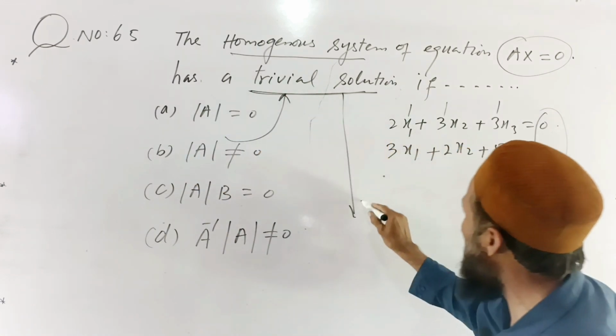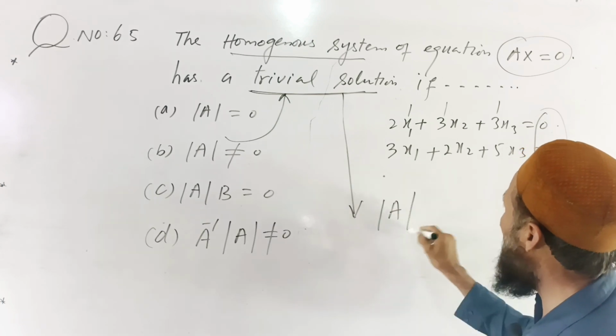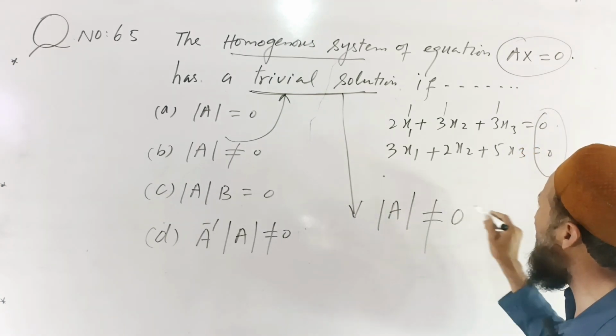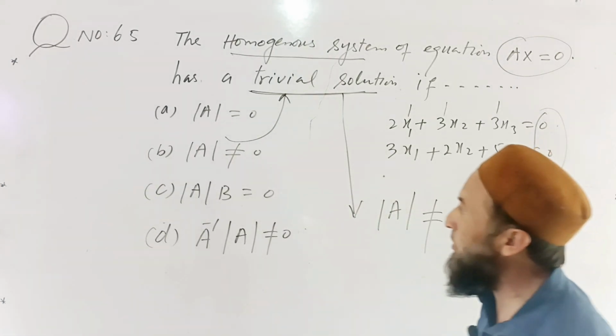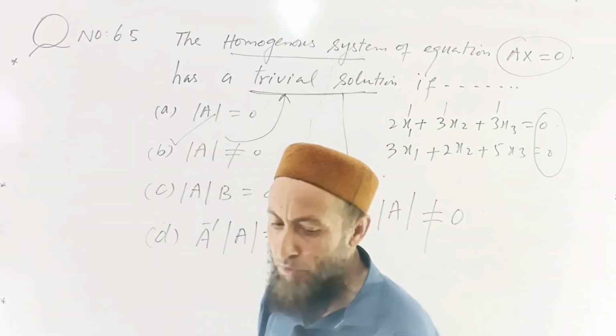So the trivial solution giving that the determinant, if we find the result is not equal to 0. So the correct answer is B.